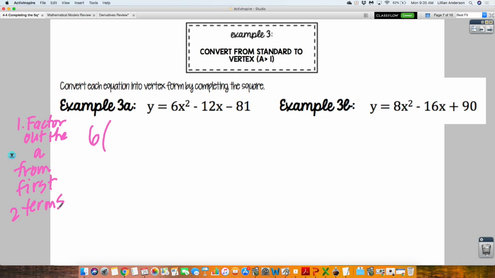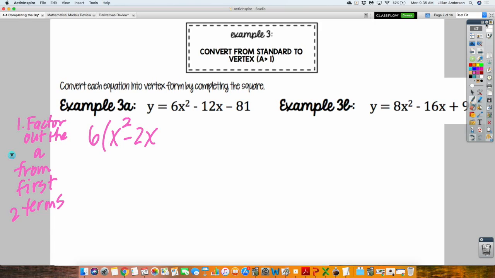What's 6x squared divided by 6? Just x squared. And what's negative 12x divided by 6? Negative 2x. Even though I did say divide to get the factors, I'm not getting rid of it. It's just going on the outside. If I distribute this 6 back in, don't I get 6x squared minus 12x? I should. So that's the first change that you have to do.